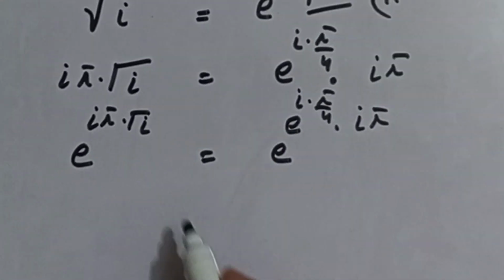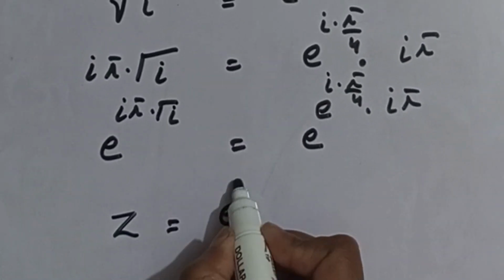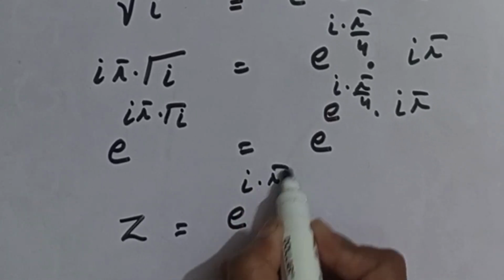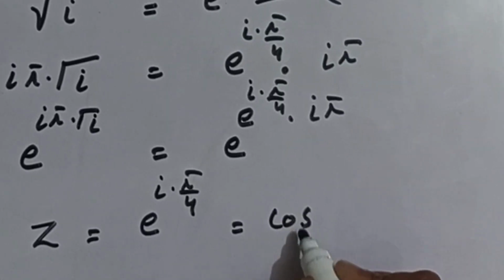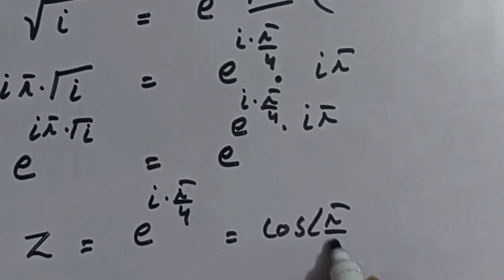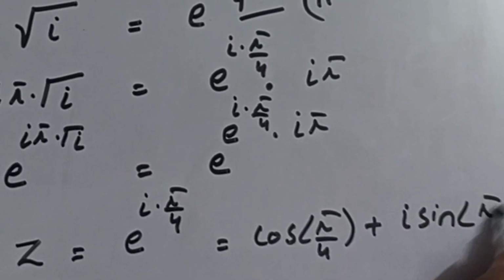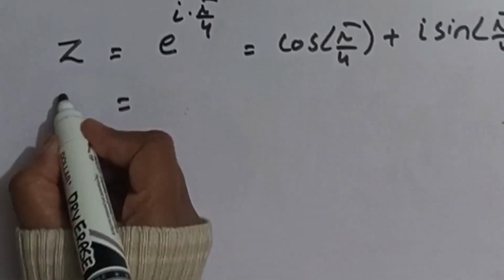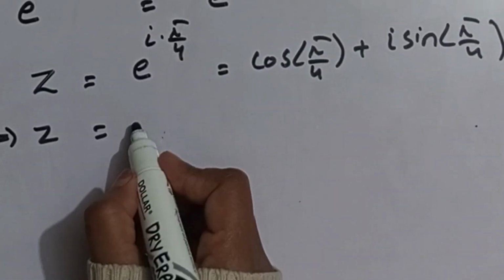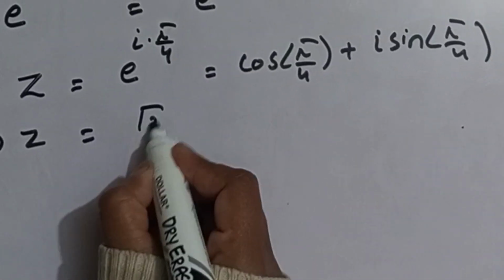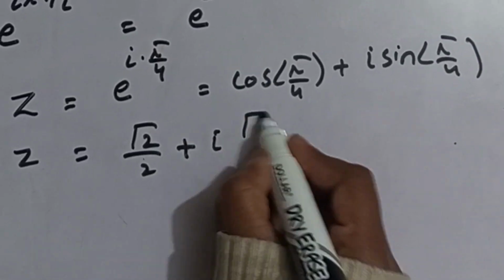In the next step, we let z be equal to e raised to the power iota times pi over 4, and we write this as cos pi over 4 plus iota times sine pi over 4. This implies z is equal to cos pi over 4, which is square root 2 over 2, plus iota times sine pi over 4, which is square root 2 over 2.